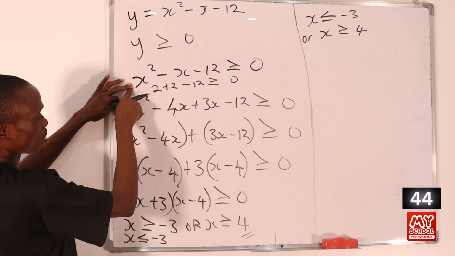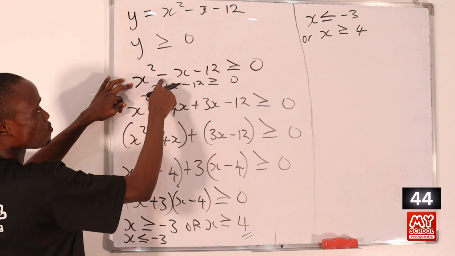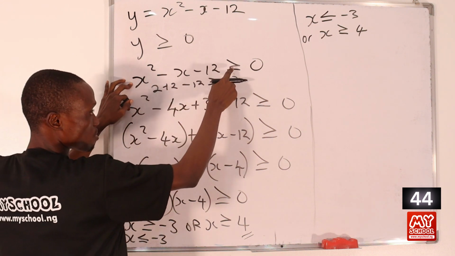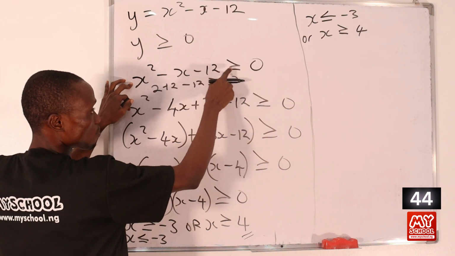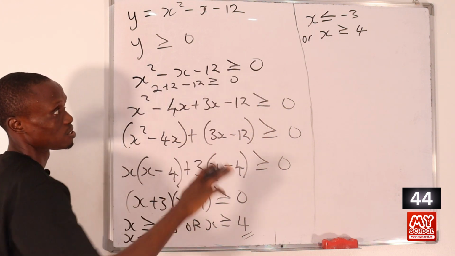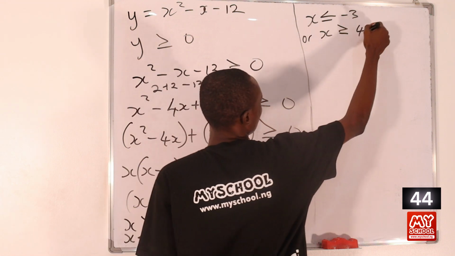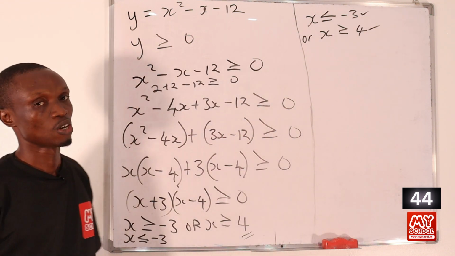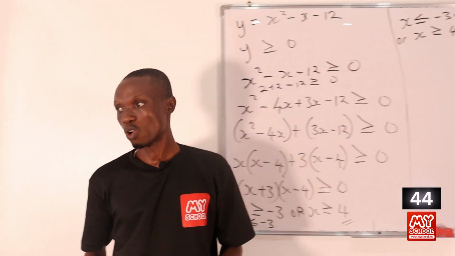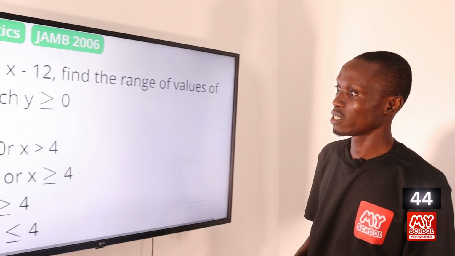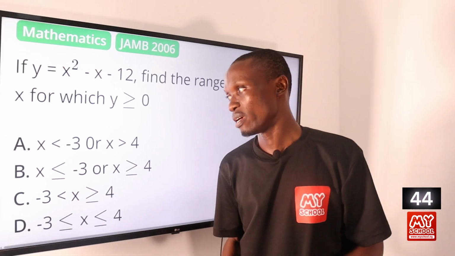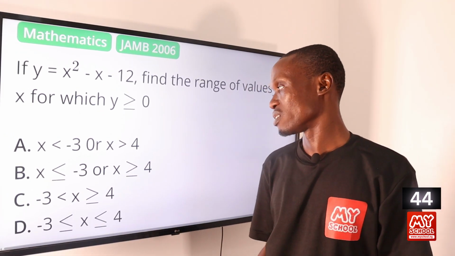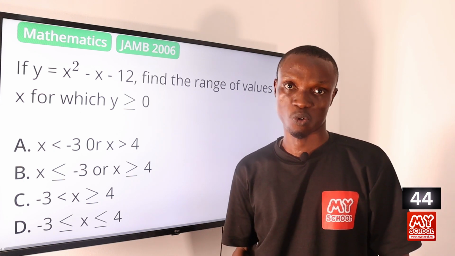Because if I put 5 here, that will be 25. Then 25 minus 5, then minus 17, will give us a value, minus 12, that is greater than 0. Okay, so this is correct and this is also correct. So let's return back to the screen to pick the correct answer to this question, and that is option B. S is less than or equal to minus 3, or S is greater than or equal to 4.